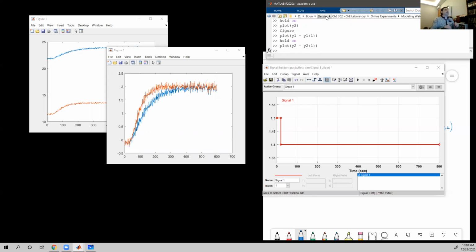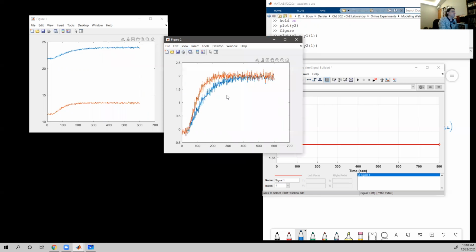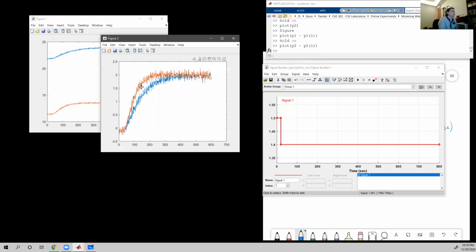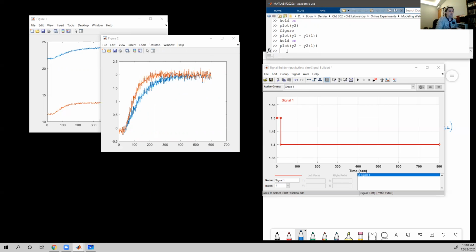And when I do that, I obtain this result. Please note that the same coloring is used for both cases. Y2 corresponds to the response at the lower water level, whereas this one, the blue one, corresponds to the higher water level.